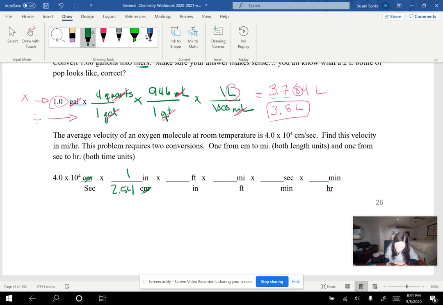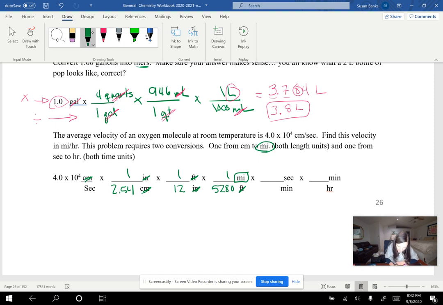So I need to figure out how many inches are in a foot. If we remember from elementary school, I have 12 inches in 1 foot. That cancels out my inches. I'm now in feet. How many feet are in a mile? There's 5,280 feet in 1 mile. So my feet cancel out. I have miles. That's what I want, right? So I've got miles.